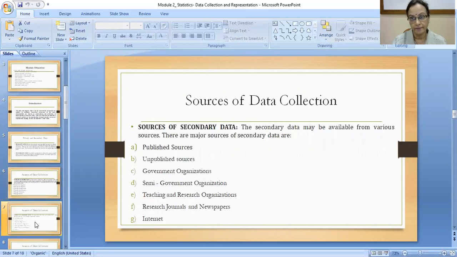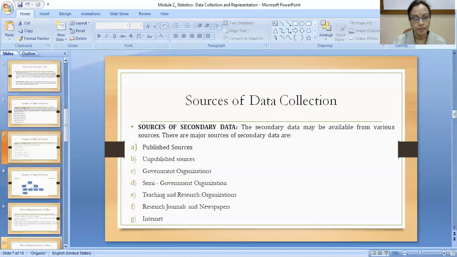Sources of secondary data. The secondary data may be available from various sources. The major sources of secondary data are published sources, unpublished sources, government organizations, some reports from semi-government organizations, teaching and research organizations, research journals and newspapers, internet. So these are the secondary data sources.